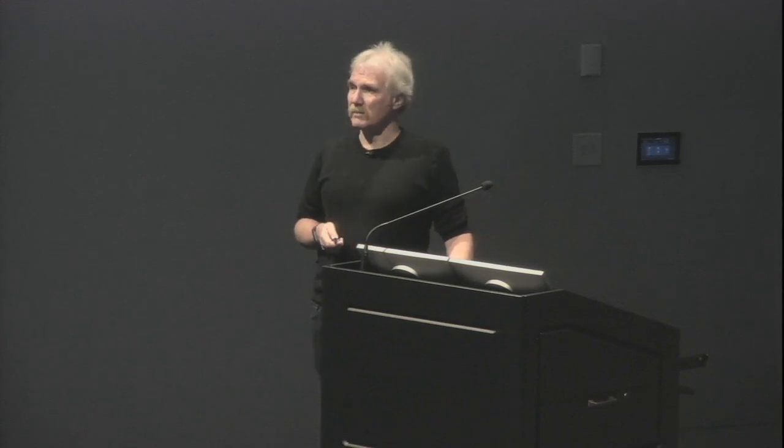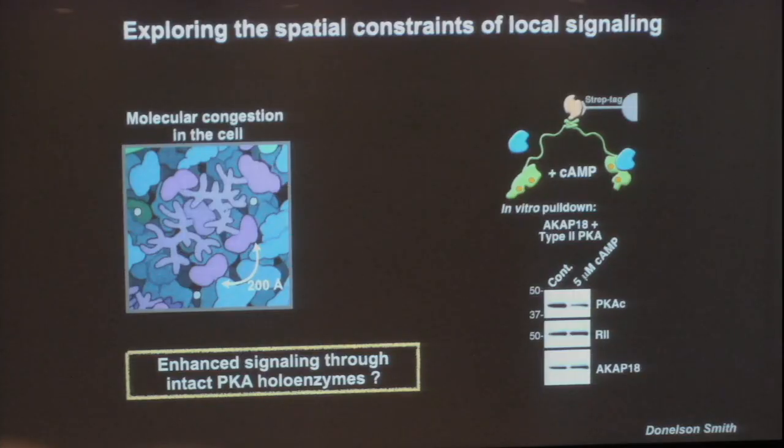So to really begin with this, we did an extremely simple experiment. We took the material that we used to solve the complex by EM, and we purified it in a 50,000-fold molar excess of cyclic AMP. And you can see that the catalytic subunit, although somewhat reduced, remained within the complex, suggesting that full occupancy of the cyclic AMP binding sites still retained this complex.